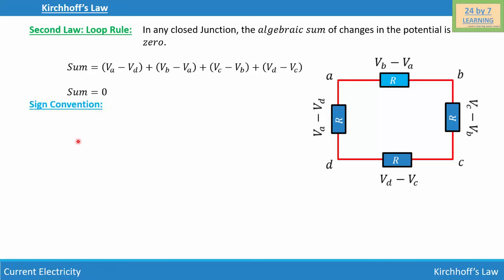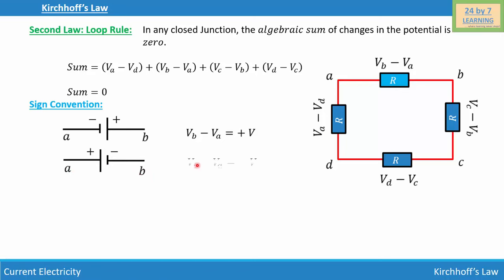Now let's talk about the sign convention for the electric circuit. The first circuit that I'm going to consider is this circuit, where this is the negative end and this is the positive end. So if I want to find the potential difference between ends A and B, I will write VB minus VA is equal to positive V. Now if I switch the polarity, then the positive end is now A and the negative end is B, and if I want to find the potential difference between A and B, I will write VB minus VA is equal to negative V.